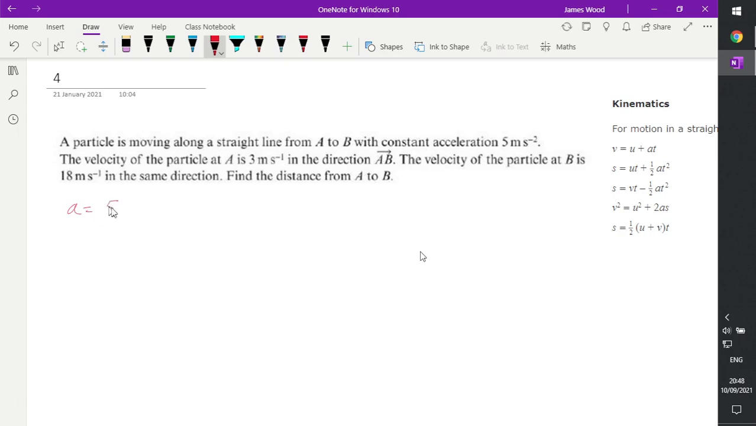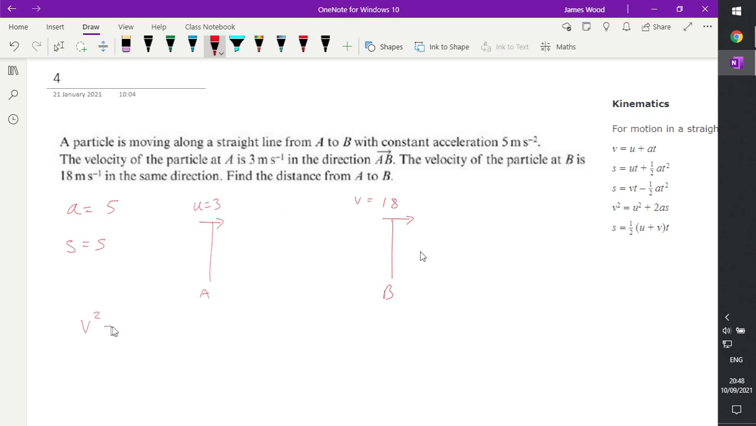The acceleration is 5, and at point A, the speed is 3. At point B, the velocity is 18 meters per second. Okay, and in both cases, they're moving in that direction. And we've just got to find the distance. So we want to find S. So we've got U, V, A, and S.